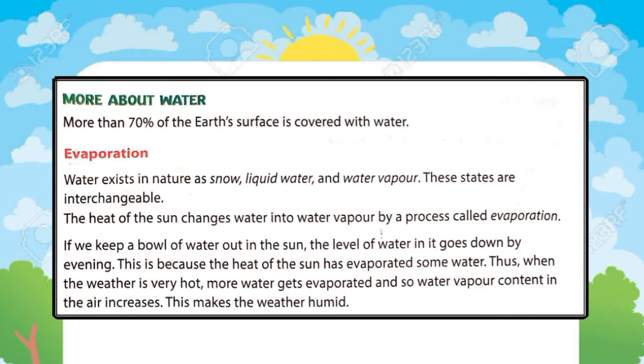If we keep a bowl of water out in the sun, the level of water in it goes down by evening, and this is because the heat of the sun has evaporated some water. Thus when the weather is very hot, more water gets evaporated, and so the water vapor content in the air increases, and this makes the weather humid.